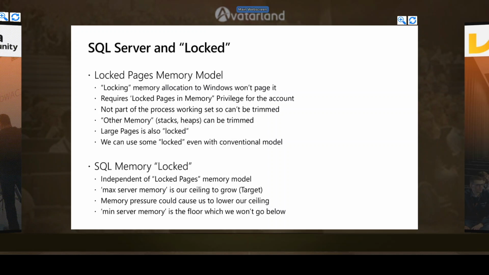Again, think of a floor, or think of the building we're in right now virtually, right? You've got a ceiling and a floor. The ceiling could come down, but all of you in the audience are effectively the min server memory. We're never going to lower the ceiling to crush you on the head, right? So if I set the min to be halfway up the room, I will never lower the ceiling below that floor. So that's how you lock SQL memory, but that's independent of the locked memory model.